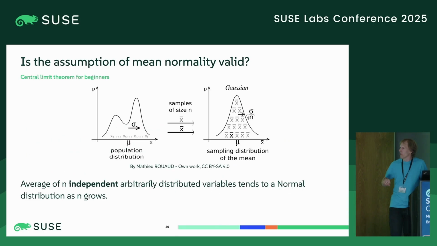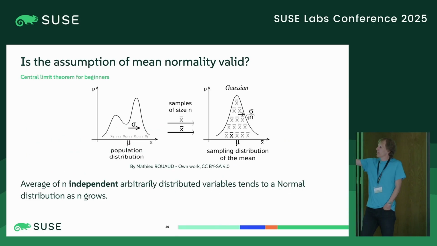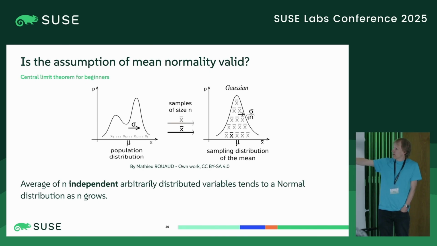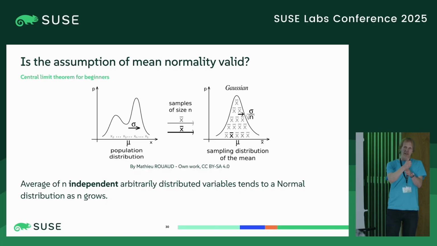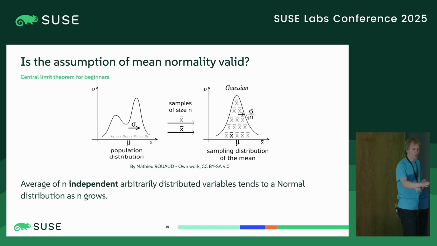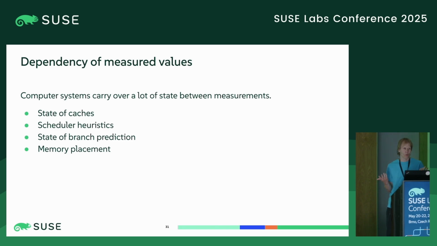So if you recall, you were taking these samples from the original distribution, and the central limit theorem states that we have to take them independently. So you take one sample and then you take a second sample, and the value of the second sample should not in any way depend on the value of the first sample. And then you take a third sample, and this should not in any way depend on the first two you have drawn. And this is actually an assumption which is not really true in computer systems.